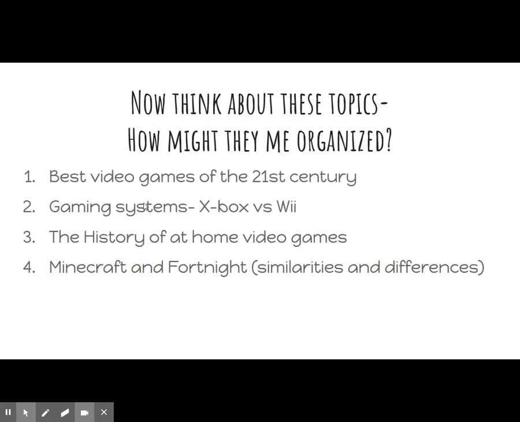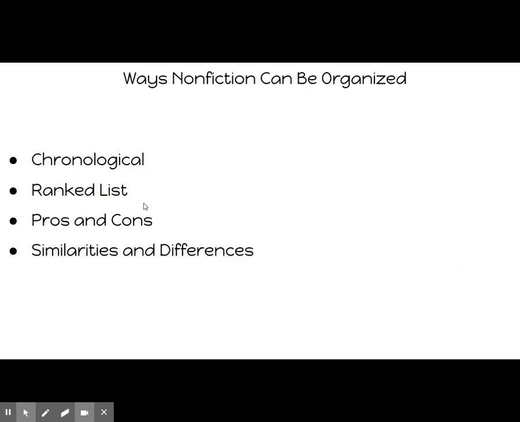Now the next one, gaming systems, Xbox or Wii. I think that in this chapter we're going to be talking about the pros and cons of each, so maybe you can know which one you want to buy. So that actually is a way it can be organized. The pros of an Xbox, the cons of an Xbox, the pros of a Wii, the cons of a Wii.